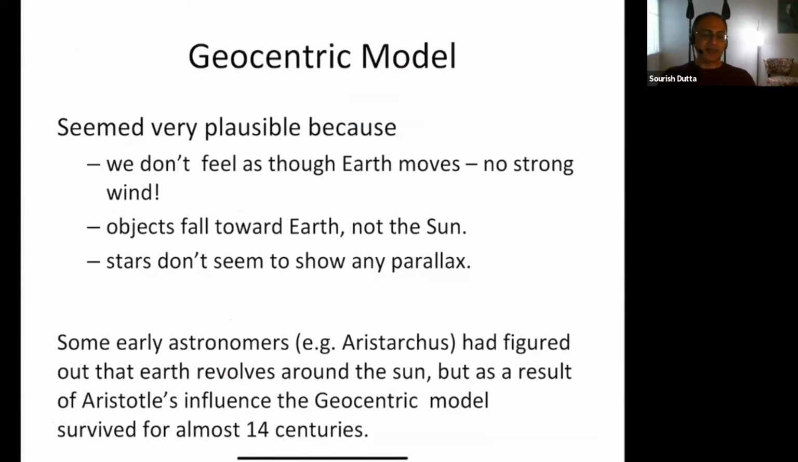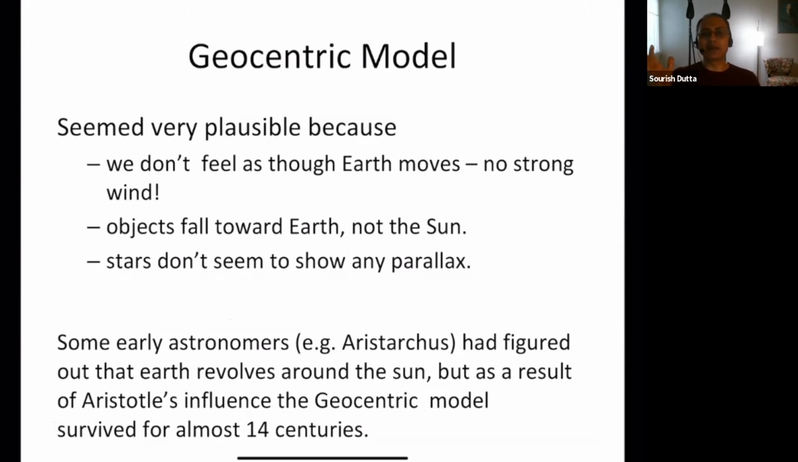Now, if we study the geocentric model now, it all seems really silly. It seems ridiculously silly, the Earth being at the center, and then everything, the sun particularly, orbiting the Earth.